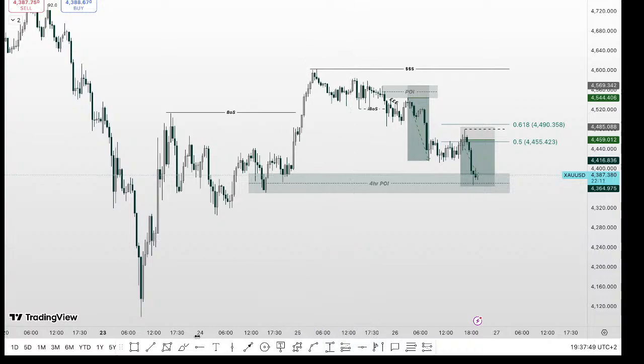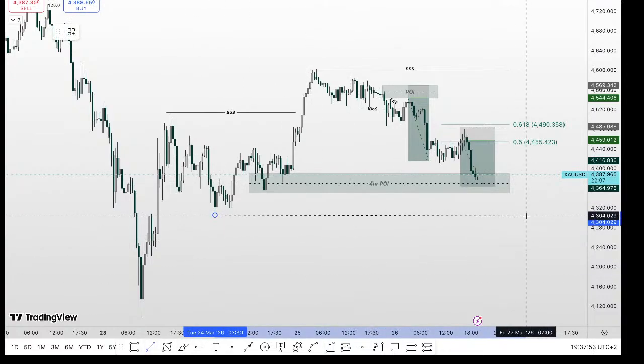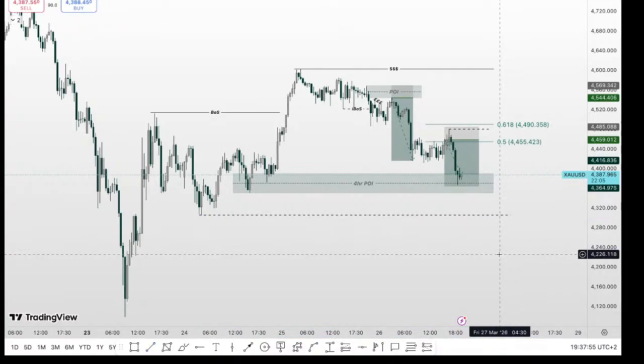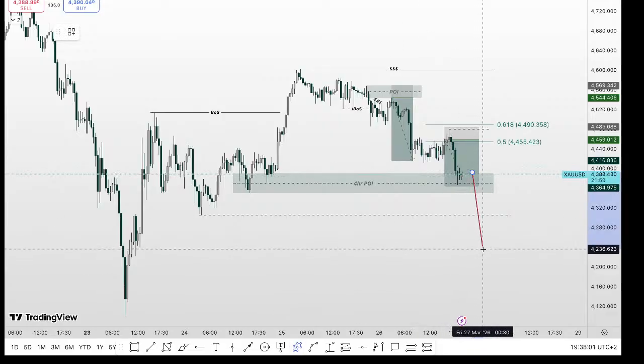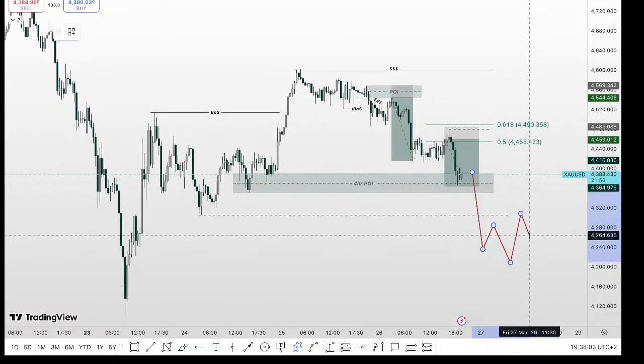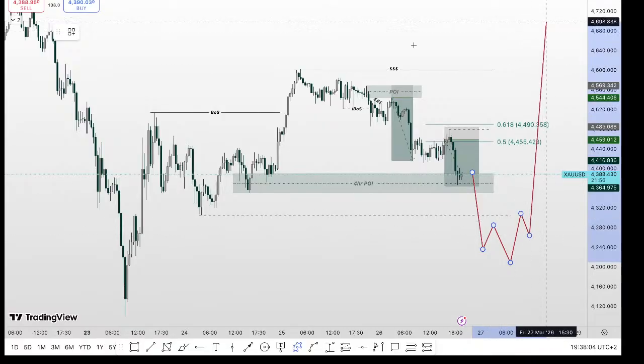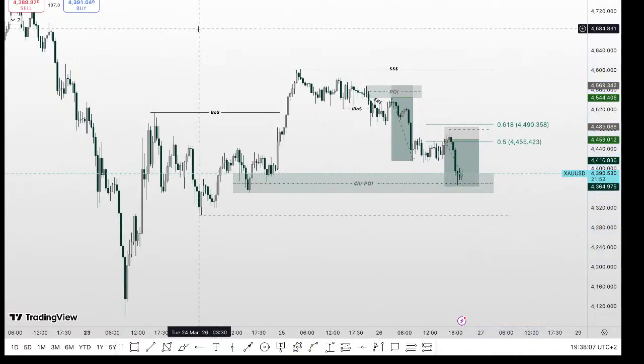Because I'm seeing the market trying to sweep this liquidity here, right? I'm seeing the market sweeping that liquidity, and then from there any form of change in order flow that we get here, then we might take the buys towards the upside. So that's what I am looking at, right?